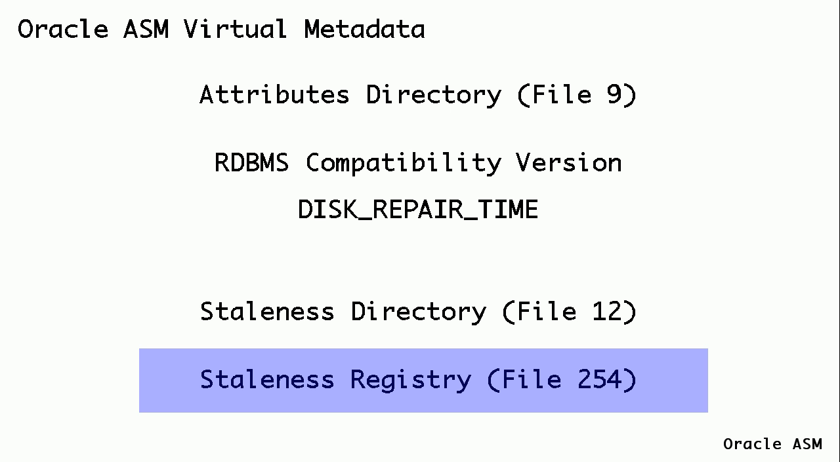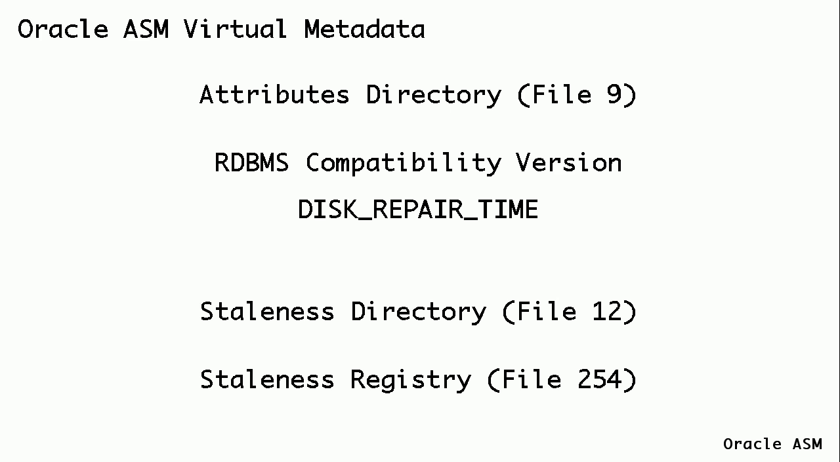Oracle Database Instance updates the Staleness Registry during failed writes for an offline disk. Writes are successful if the database can write at least one copy to any online disk in the disk group. When the disk is brought back online, Oracle ASM Instance performs Fast Mirror Resync to update all the stale extents on that disk. Note that Staleness Registry is accessed by both Oracle ASM Instance and Database Instance.